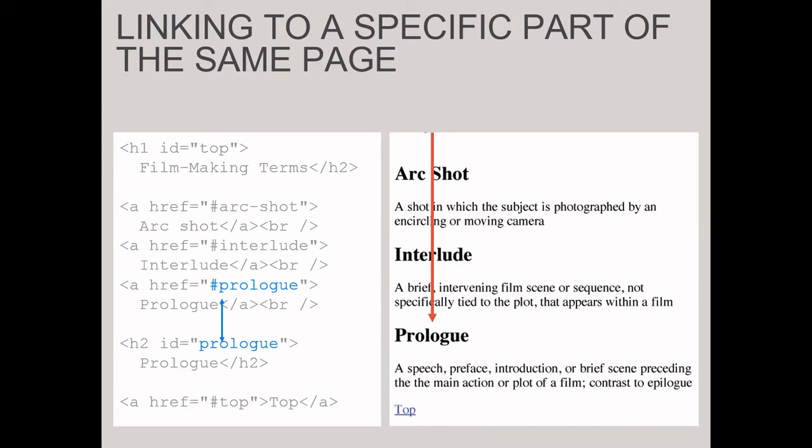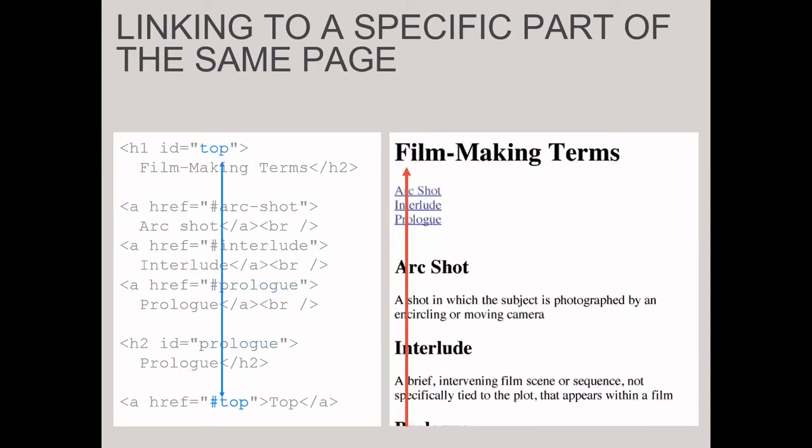Similarly, with this link, we want to go to the top of the page. Now you see at the top of the page, there is a heading element that has ID equal to top. So we refer to it with the hash and the name of the ID, or the value of the ID attribute. So when we click on it, it will take us up to that H1 element.